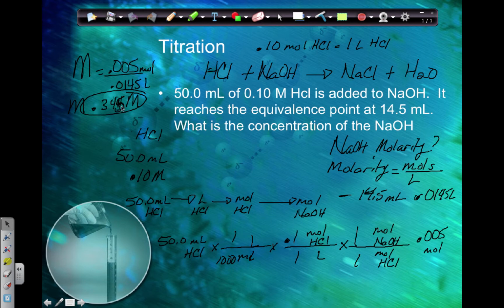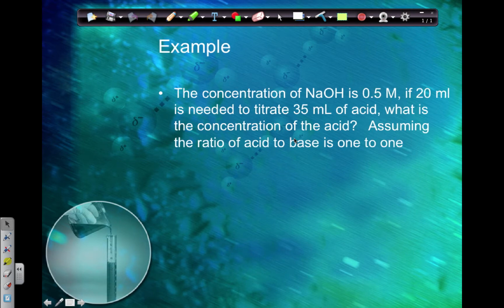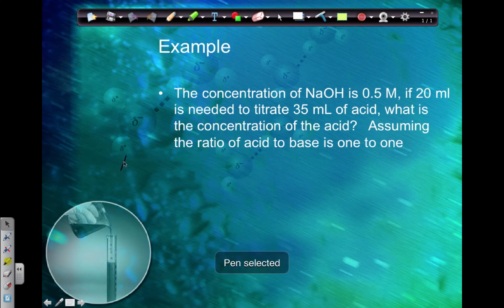All right, so let's take a look at another type of problem. All right, the concentration of sodium hydroxide is 0.5. If 20 milliliters is needed to titrate 35 milliliters of acid, what is the concentration of the acid? Assuming the ratio of acid to base is 1-to-1. So you don't know what the acid is. But it does tell you that it's a 1-to-1 ratio, so for every 1 mole of acid, you have 1 mole of base.